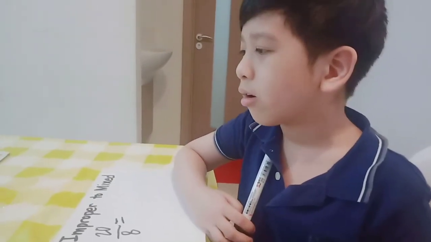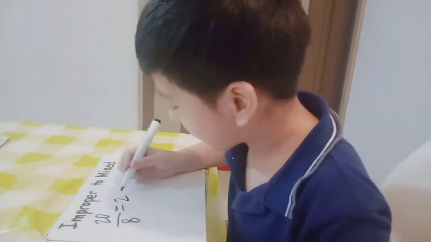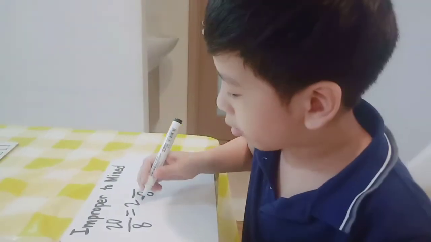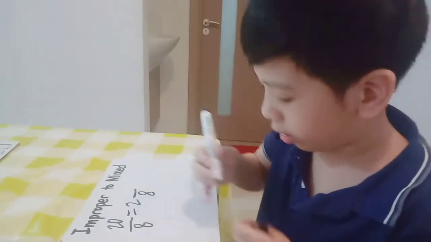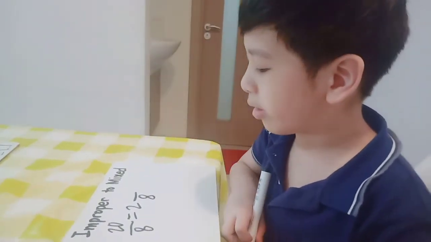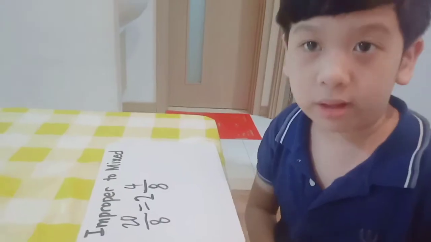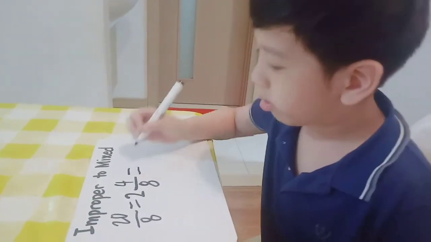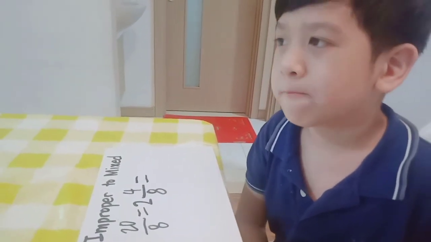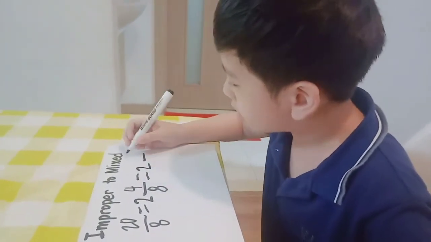How many 8s are there in 20? The answer is 2. Copy the denominator as usual. First, multiply the whole number and the denominator. So, 16 minus 20, what's the answer? This could still be simplified, so we're going to change it to 2 1/2.